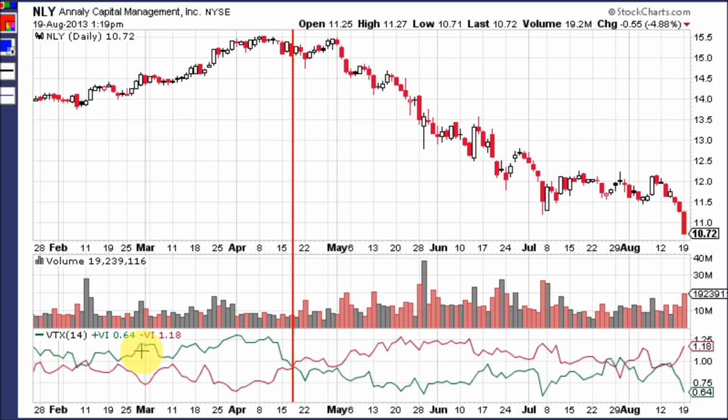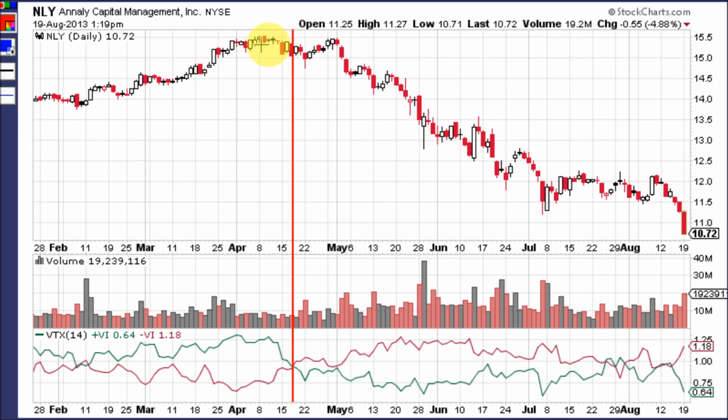It was plus VI above 1.0 and getting stronger as the chart did a bullish stair-stepping chart pattern where it breaks out to new highs, does a little pullback, breaks out to new highs, consolidates, breaks out to new highs, a little pullback, breaks out to new highs, and then here comes the fall.